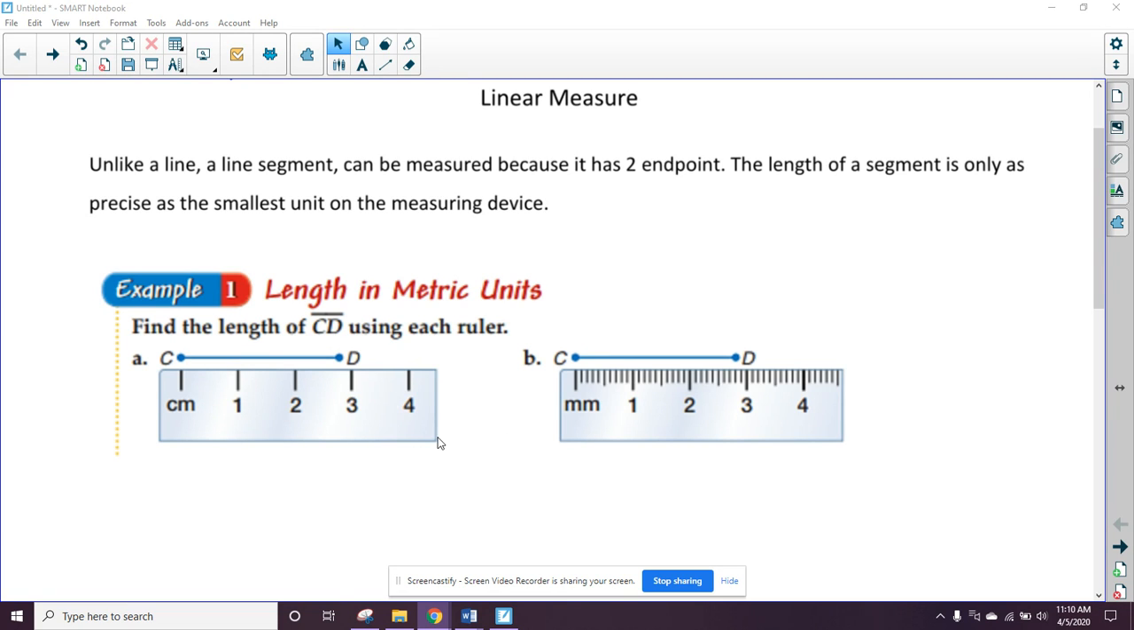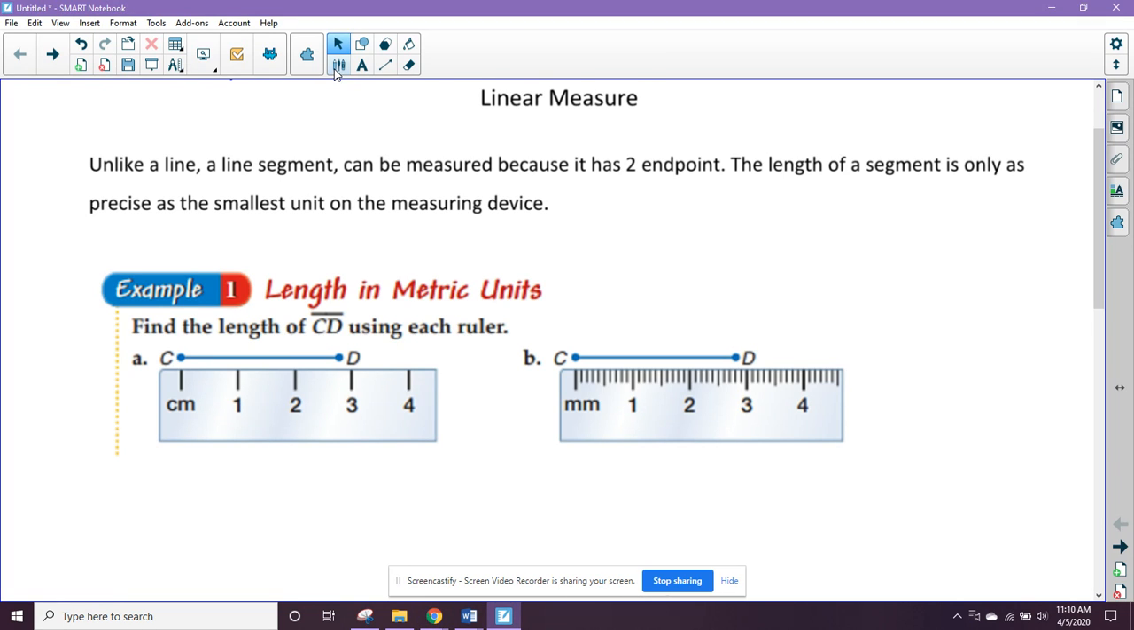So let's look at these two examples here. The length in metric units. So we're finding the length of CD using the ruler that is given on the screen. So A, we are measuring in centimeters. So each tick here is our unit of centimeters. We do not have any smaller measurement here, so we have to do it within centimeters.